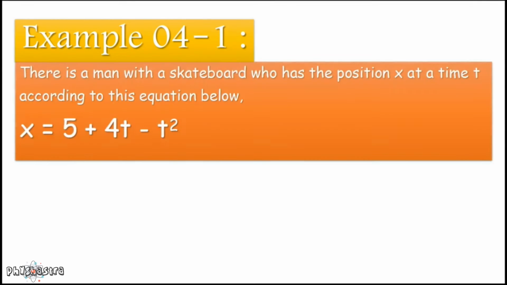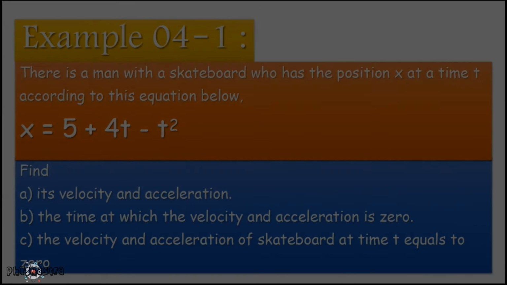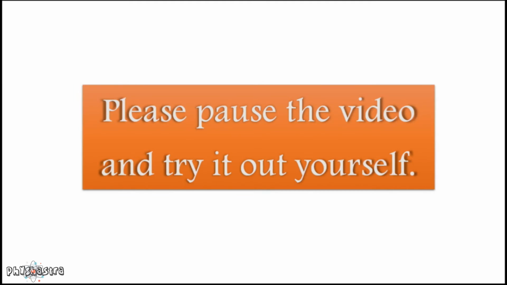There is a man with a skateboard whose position x at time t is given by the equation below: x equals 5 plus 40t minus t squared. Our aim is to find the following. A. Its velocity and acceleration. B. The time at which the velocity and acceleration are 0. C. The velocity and acceleration of the skateboard at time t equals 0. Please pause the video and try it out yourself.